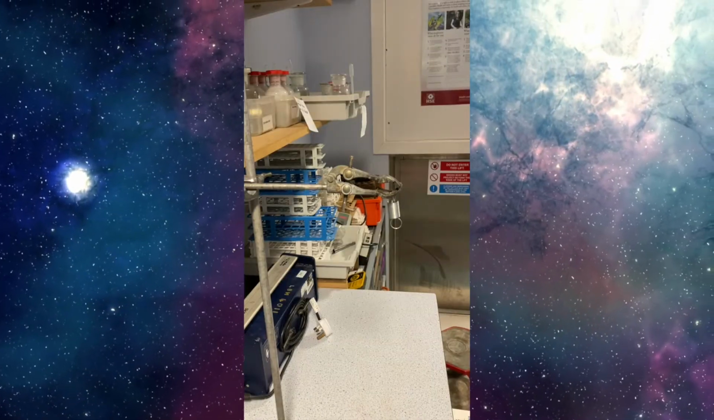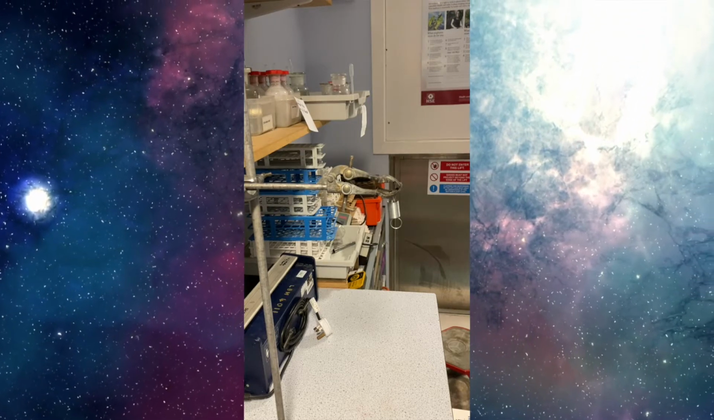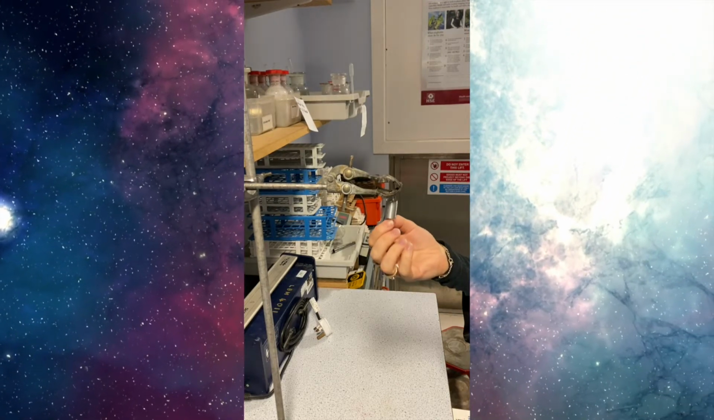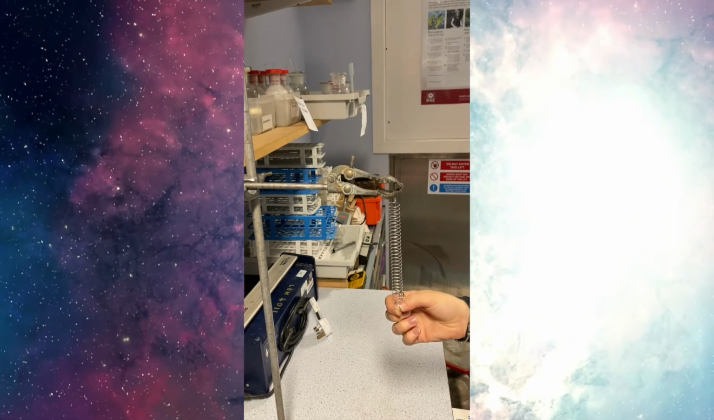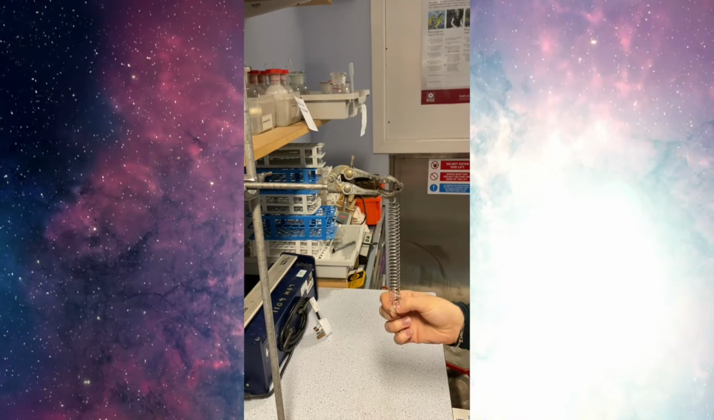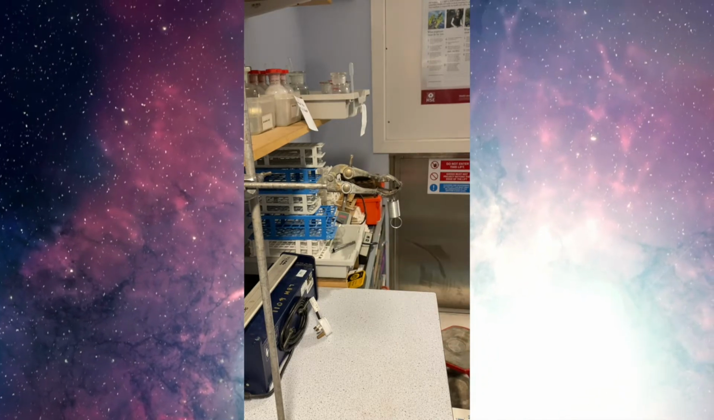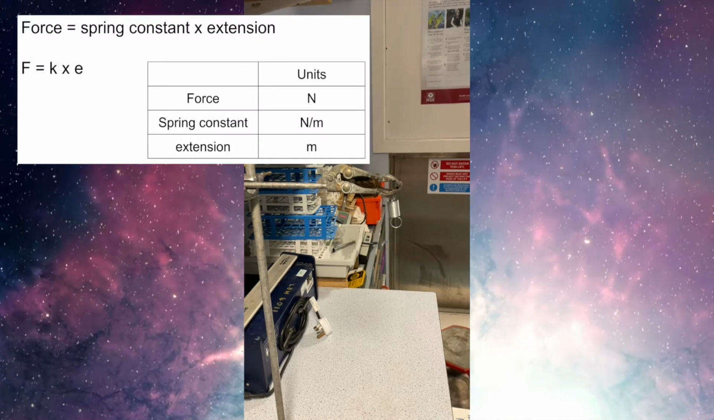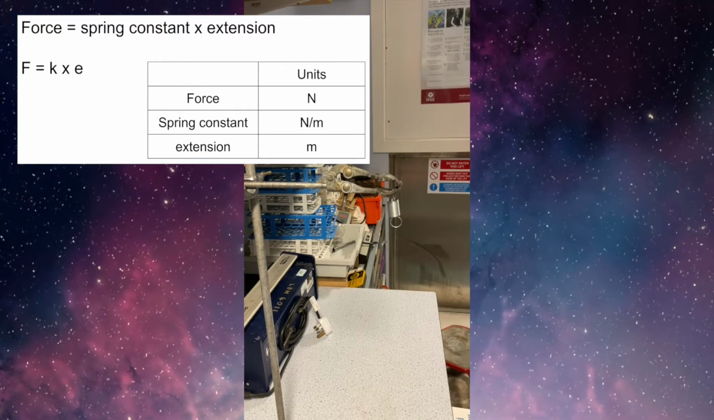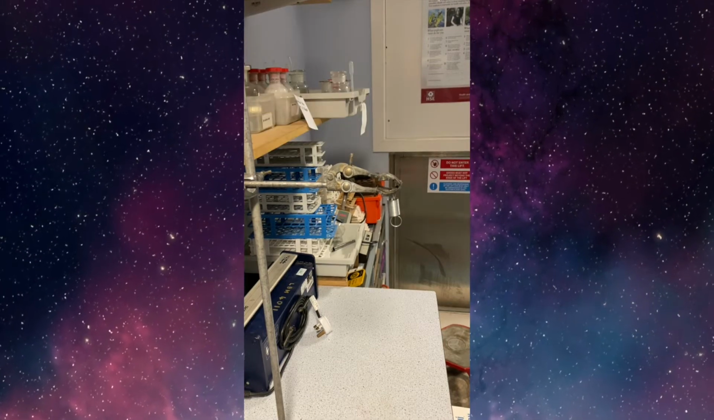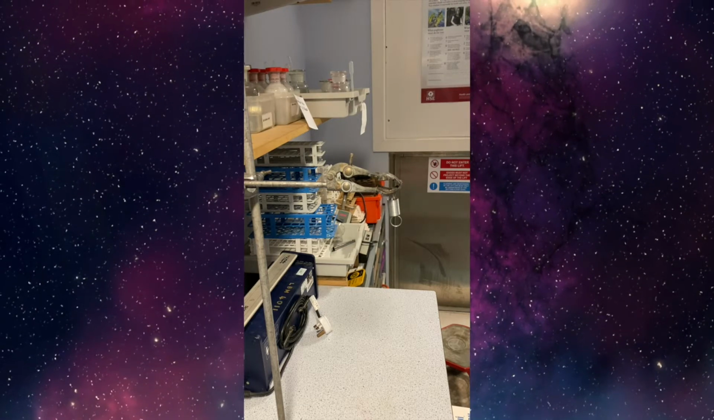Welcome to the lab, where we can discuss Hooke's law. This is the idea that the extension of a spring is directly proportional to the force applied to it. So here this spring is being extended because I'm applying force. This is represented by the equation force equals spring constant times extension, or F equals K times E. We can represent this mathematically. Let's do an example equation together.